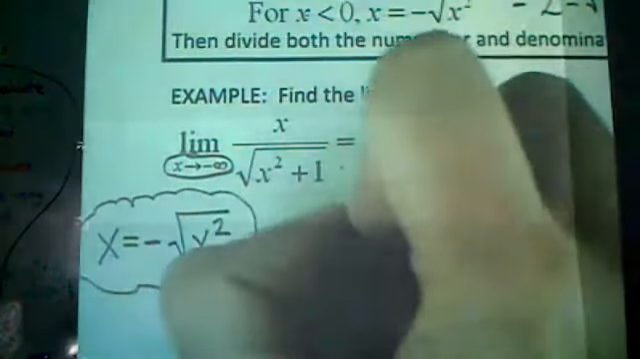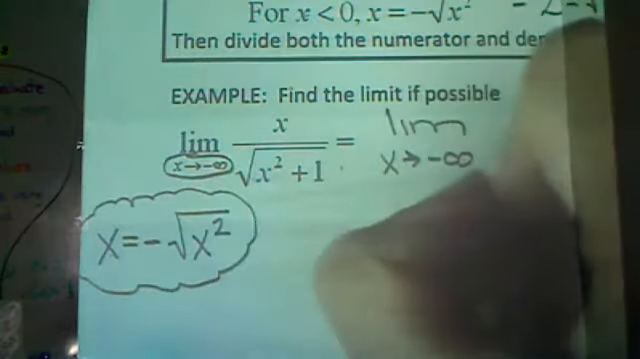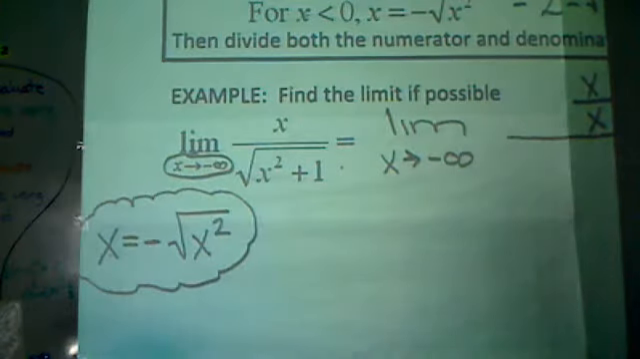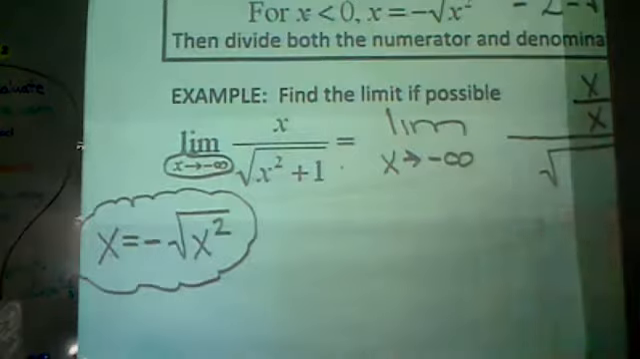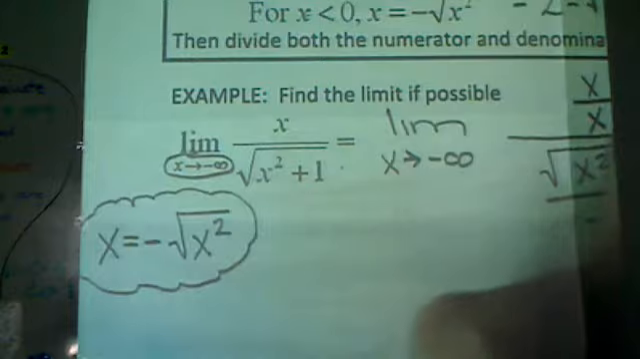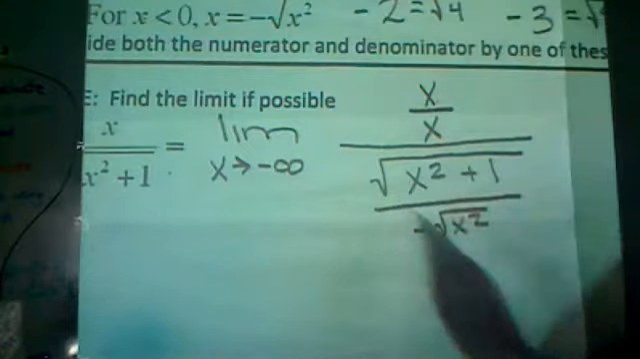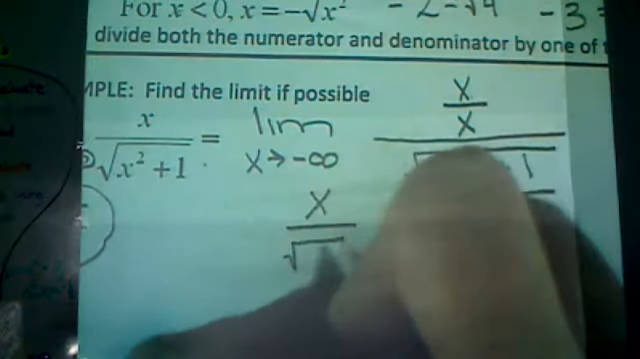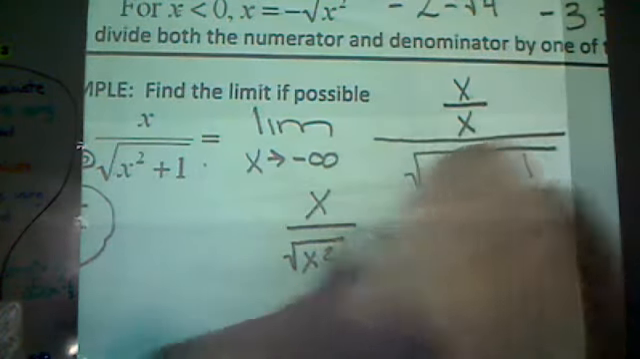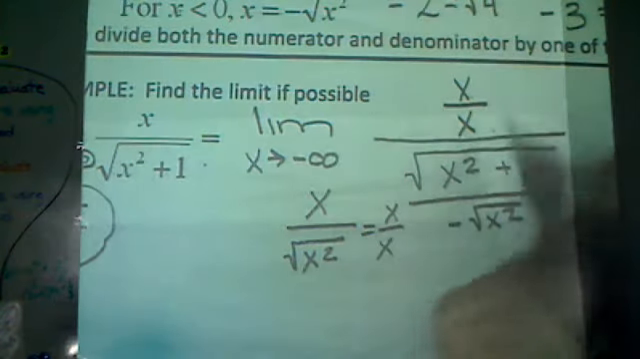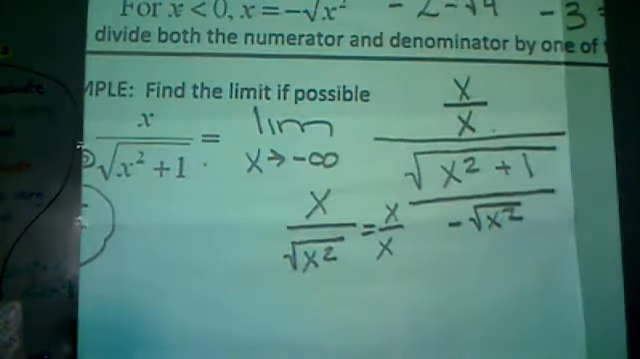We have the limit as x approaches negative infinity of x over x, divided by the square root of x squared plus 1 divided by negative square root of x squared. All we did here is multiply the top and the bottom by a special form of 1. Remember that x over the square root of x squared is the same thing. This can just be rewritten as x over x.